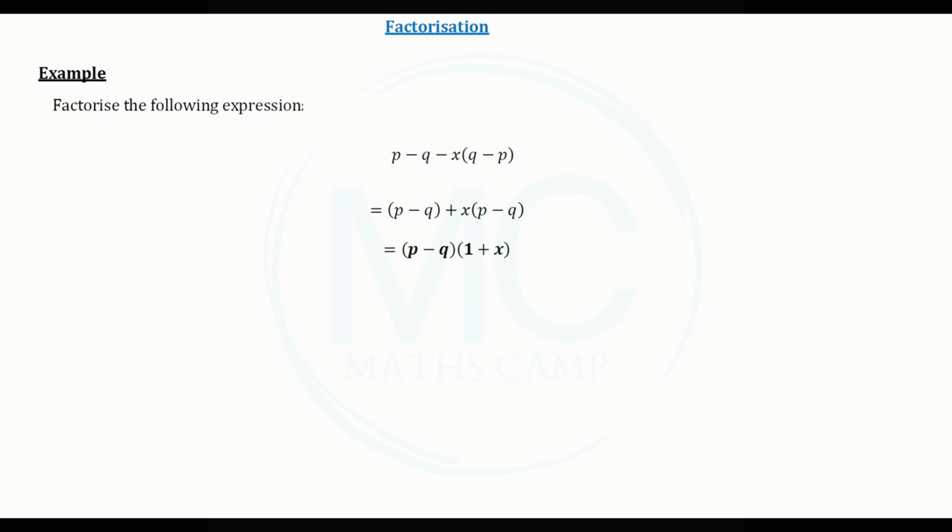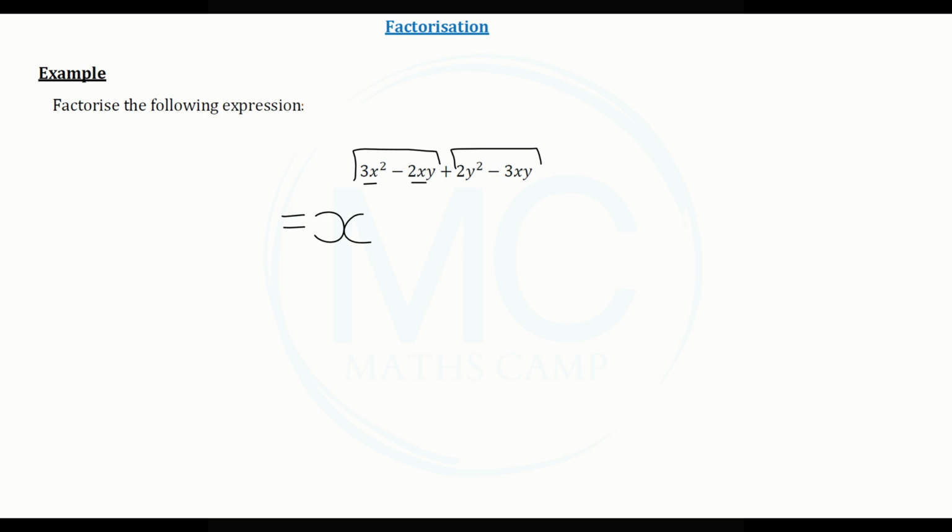Let's do another one. 3x squared minus 2xy plus 2y squared minus 3xy. Let's pair up our terms. Say 1 and 2. Now in the first two terms, we have a common factor of x. So we can take it out as a common factor. 3x squared divided by x gives us 3x. Then from our second term, we have negative 2xy. Take out the x, and we're left with negative 2y.